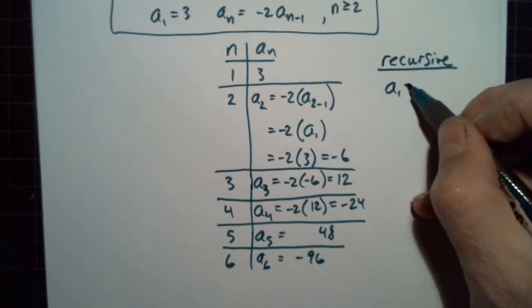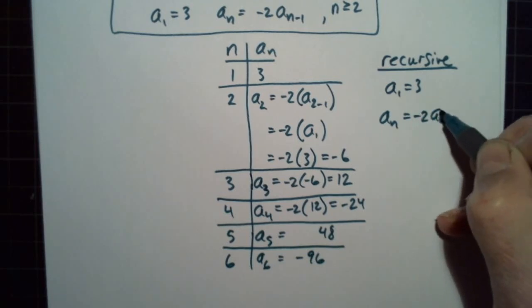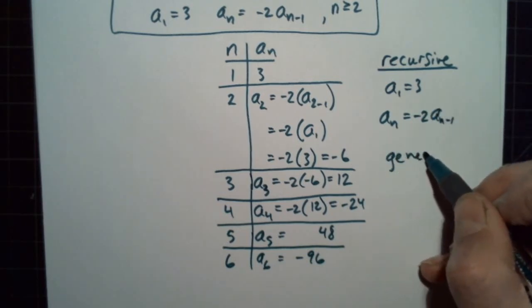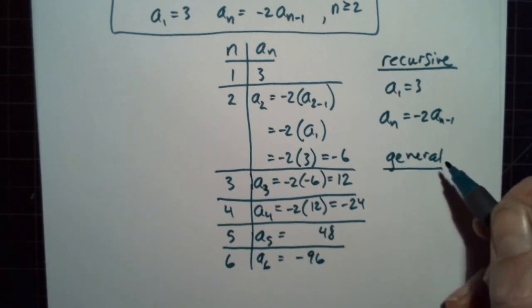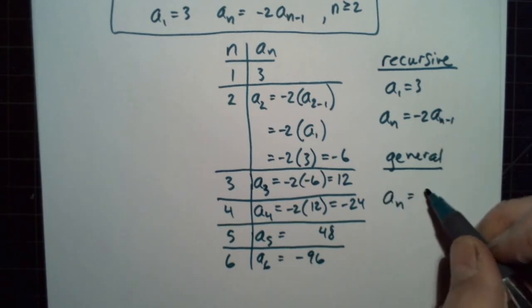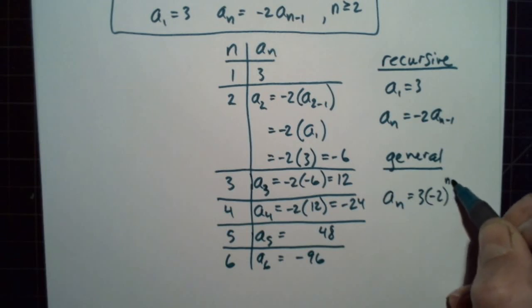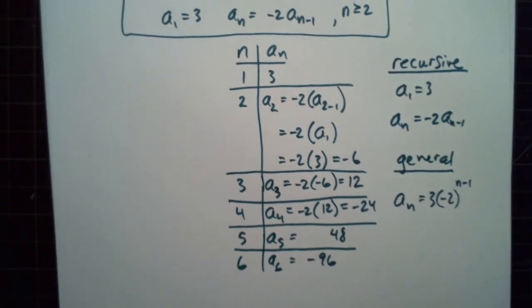Recursive form is given, and general or nth term or explicit form, they all mean the same thing. In this case, a_n equals 3 times negative 2 to the n minus 1. And that's a formula for a special type of sequence. We'll learn that there's a formula to create this formula, but you don't have to know it yet.